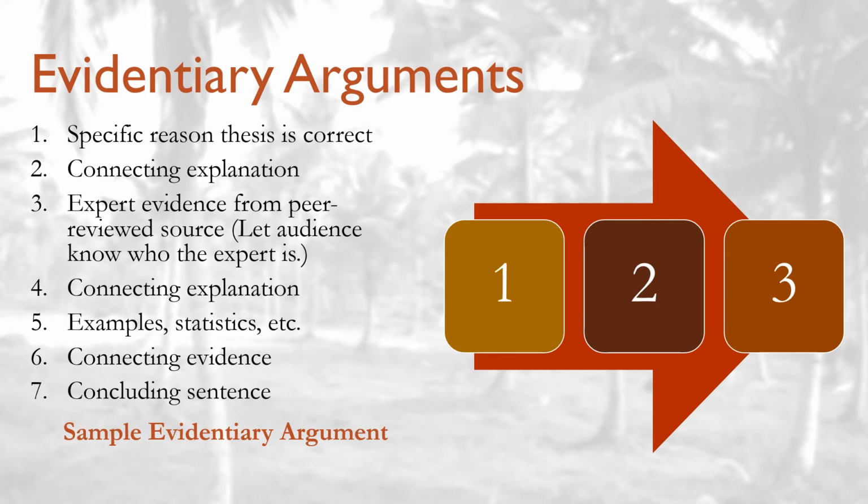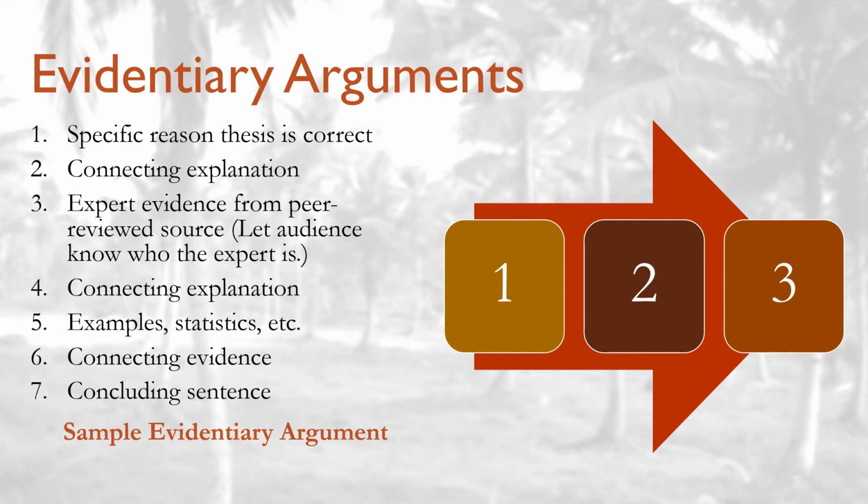You're going to start with the specific reason your thesis is correct. Then you're going to use a connecting explanation, a transitional sentence that connects to the expert evidence, your research from peer-reviewed sources. And you want to be sure that you let the audience know who the expert is. It makes you more credible. Again, you explain that. Then if you have examples, statistics, that's very good. That helps your audience to understand better. And again, you use a transitional sentence to connect it to a concluding sentence.